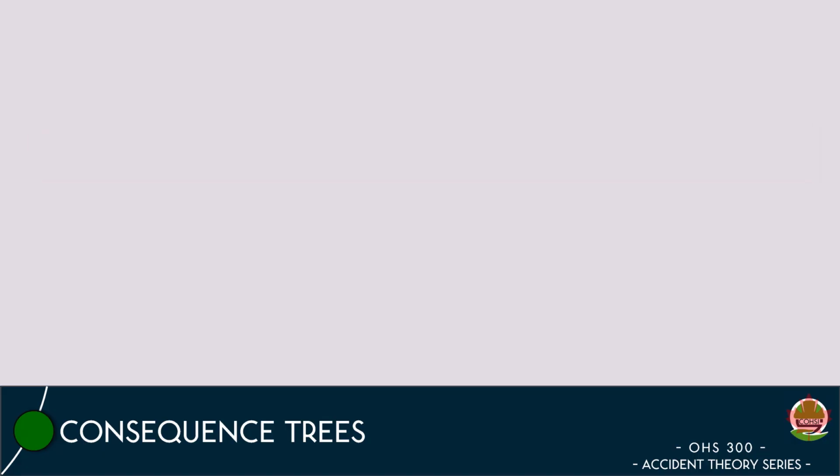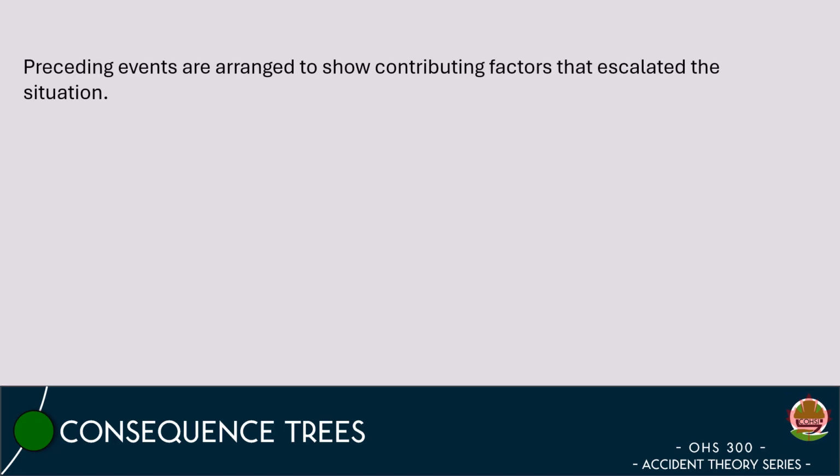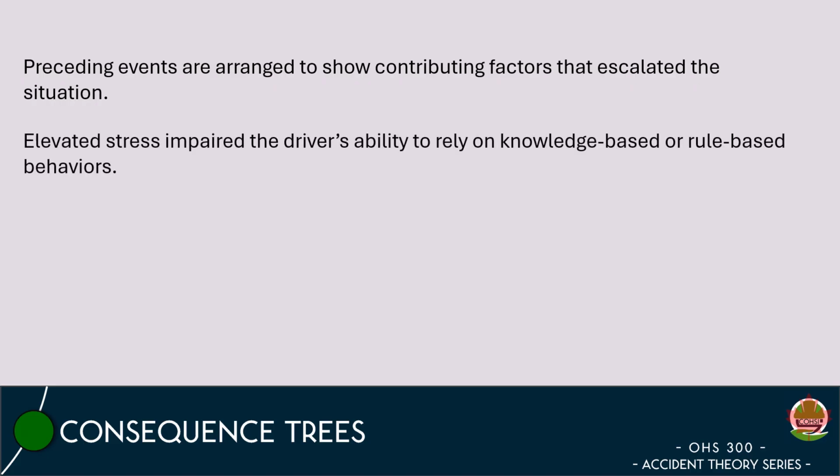The consequence tree is organized with the event driver loses control placed on the left side, while preceding events highlight the contributing factors that escalated the situation. Among these are stress conditions that impaired the driver's ability to apply knowledge-based or rule-based behaviors, caused by a combination of high mental workload and the car behaving contrary to expectations.